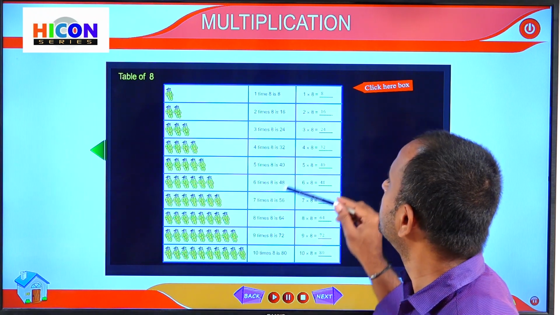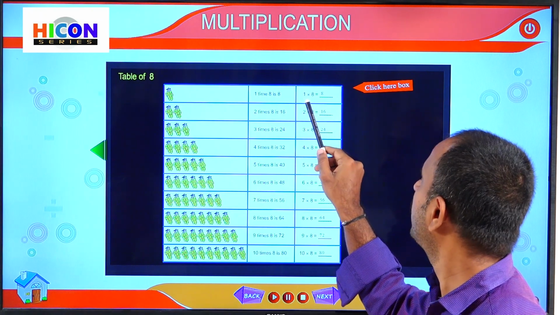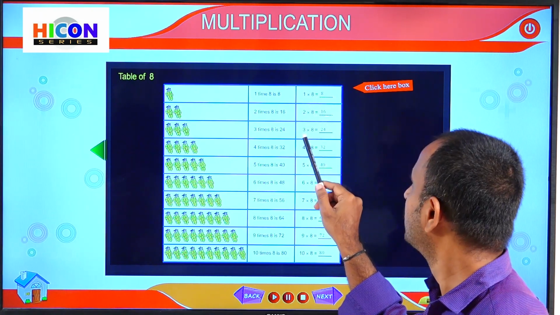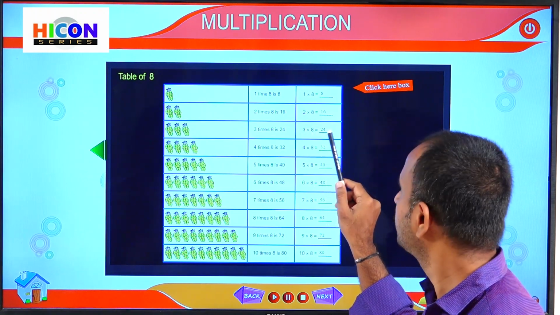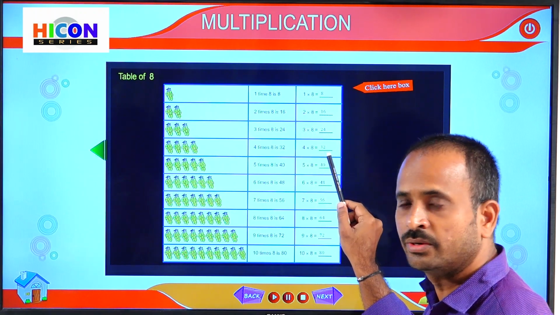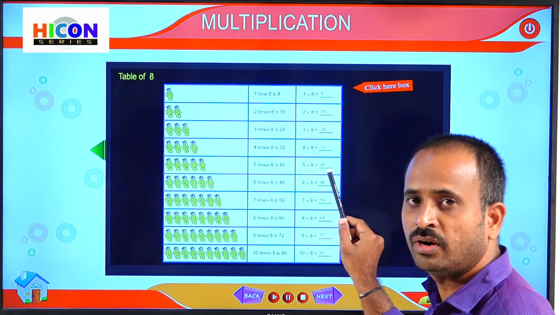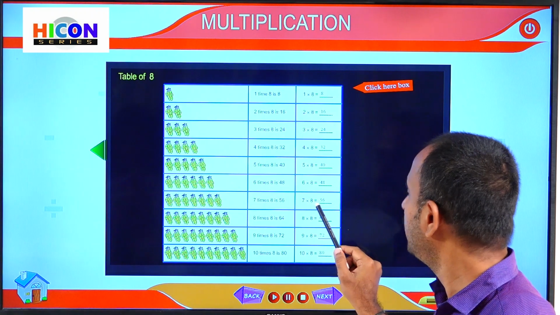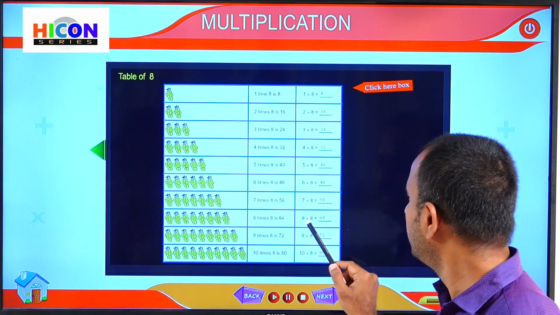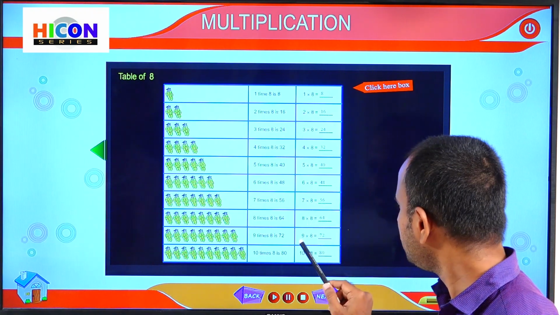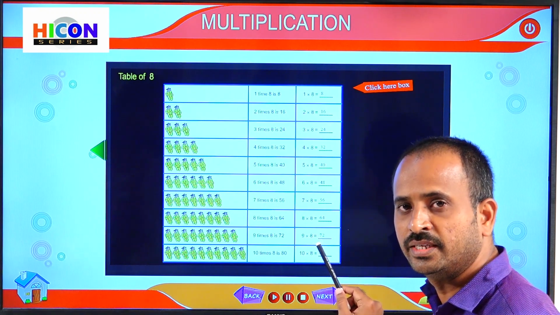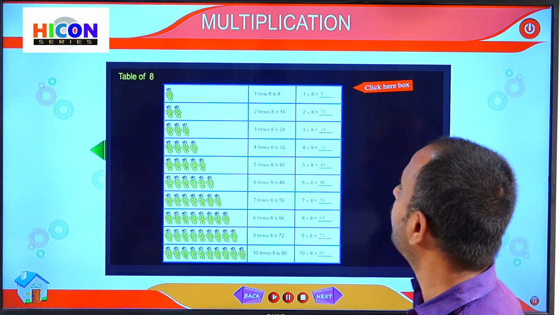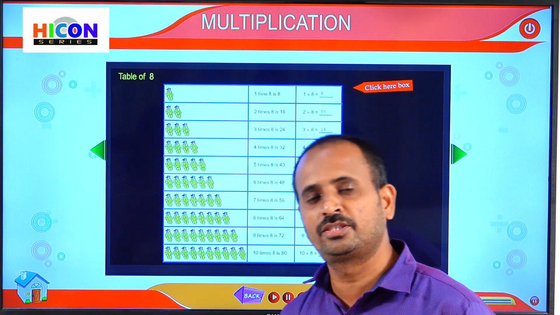So children, this is the table of 8. That is 1 eight is 8, 2 eights are 16, 3 eights are 24, 4 eights are 32, 5 eights are 40, 6 eights are 48, 7 eights are 56, 8 eights are 64, 9 eights are 72, 10 eights are 80. So this is the table of 8. So let us see the next table.